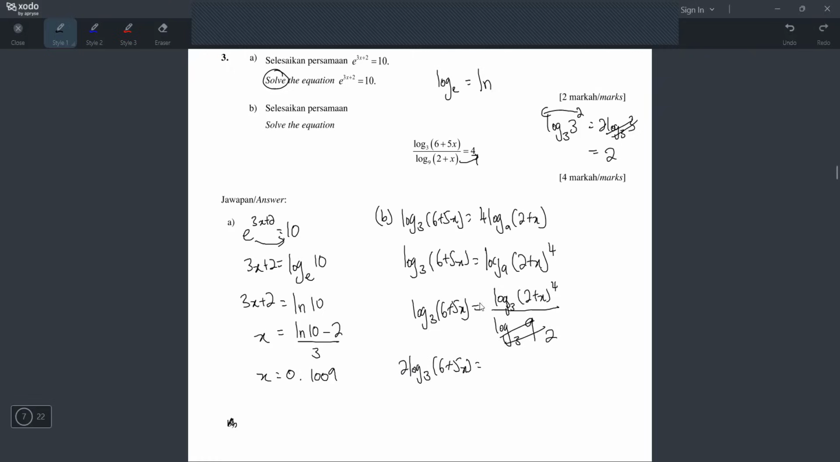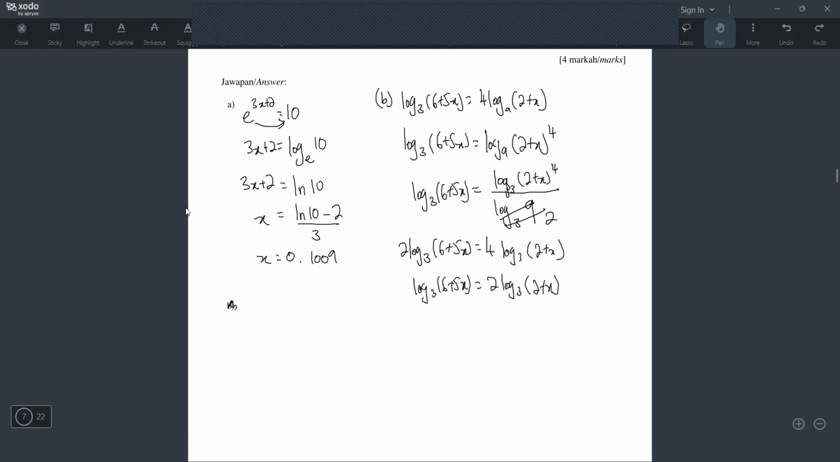And now the 4 also, I will bring it back to the front, right? So that it looks like this now. Instead of moving the 2 up to become a power, I'll bring the 2 to the other side, so now it will become 4 divide 2 here, which I will end up with 2, right? So I will just erase and write 2 log 3 (2 plus x). And then the other side here is log 3 (6 plus 5x), right?